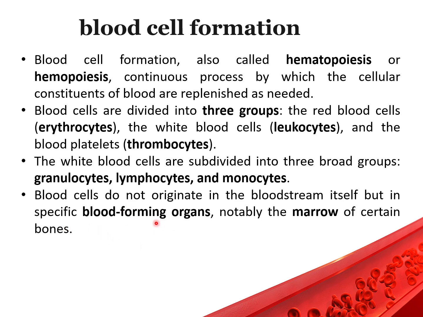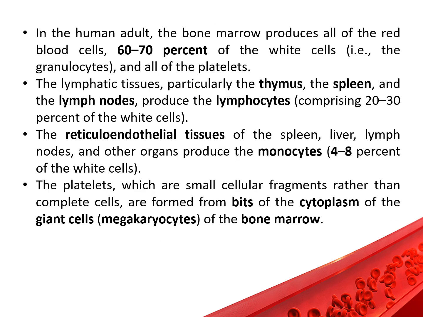and a few of the blood-forming organs also produce blood cells. So let's look at where each type of blood cell is made and what percentage of white blood cells is produced at which location. Basically all the red blood cells and platelets are formed inside the bone marrow. 60 to 70% of white blood cells are also formed in the bone marrow.